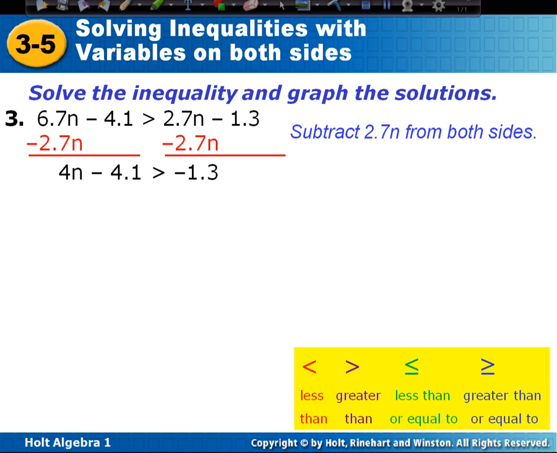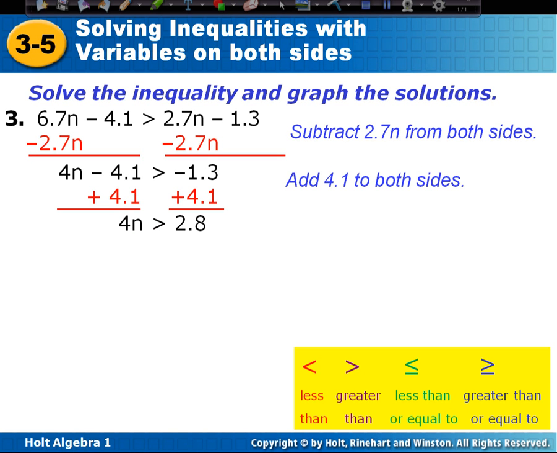Then I'm going to move everything away from that n, starting with the 4.1. So I'm going to add 4.1 to both sides. And I get 4n is greater than 2.8. Then I'm going to divide both sides by 4. And n is greater than 0.7.